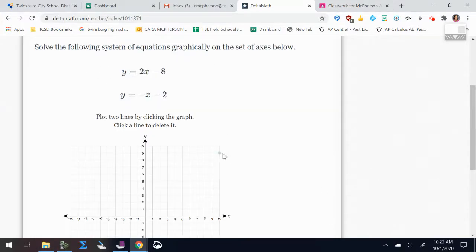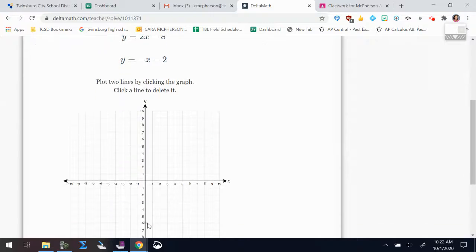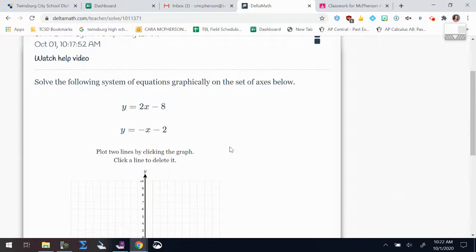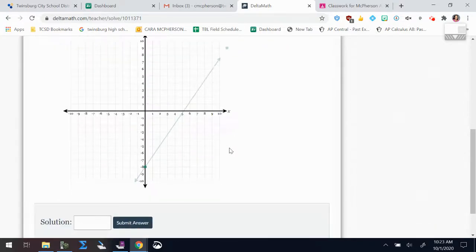So the first one has a y-intercept of -8. So I'm going to start at -8 on the y-axis. And then the slope is 2 over 1. So we're going to go up 2 over 1. That's going to be my first line. Now, if you graph a line and you don't like it, you can click on it. It'll delete it. You can start again. So you always have that ability to kind of erase in this digital format.